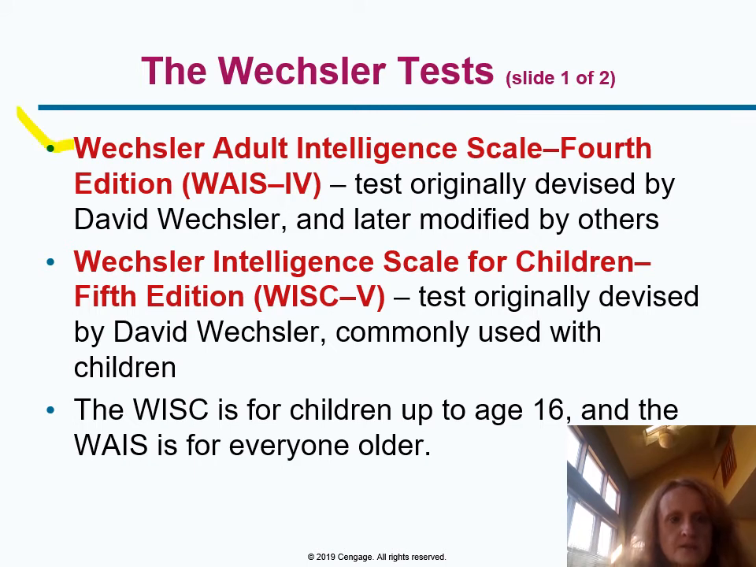The Wechsler Adult Intelligence Scale, 4th edition, thought I'd start checking these off for us. The WAIS-4 is a test originally devised by David Wechsler and later modified by others. The Wechsler Intelligence Scale for Children, 5th edition, or the WISC-5, is a test originally devised by David Wechsler, commonly used with children. And the WISC is for children up to age 16, and the WAIS is for everyone older. As you can see here, I'm left-handed, and so I'm using left-handed check, so bear with me.